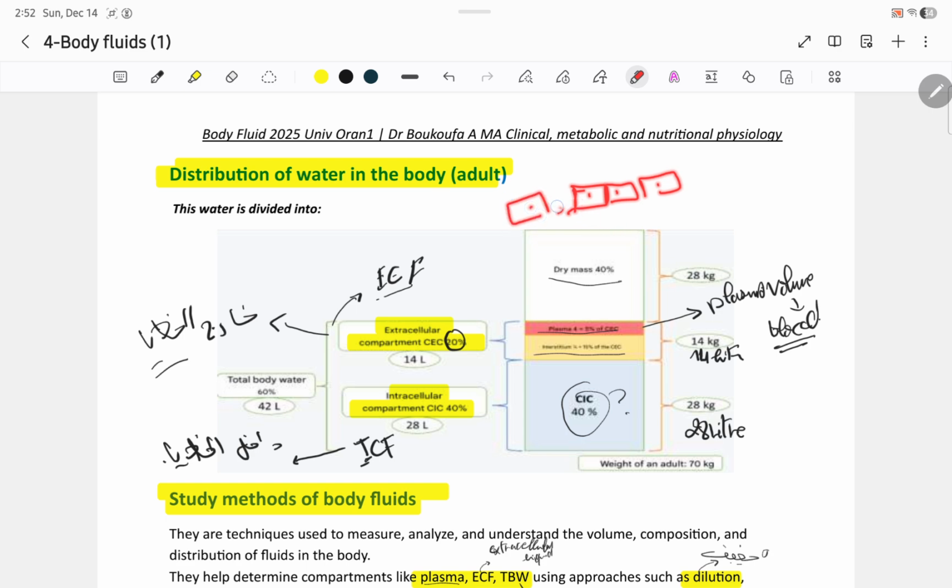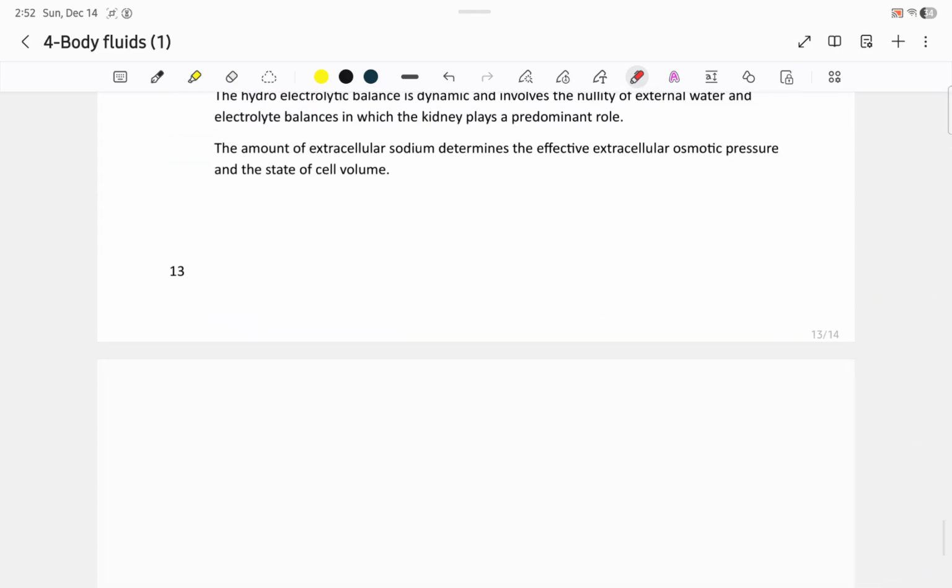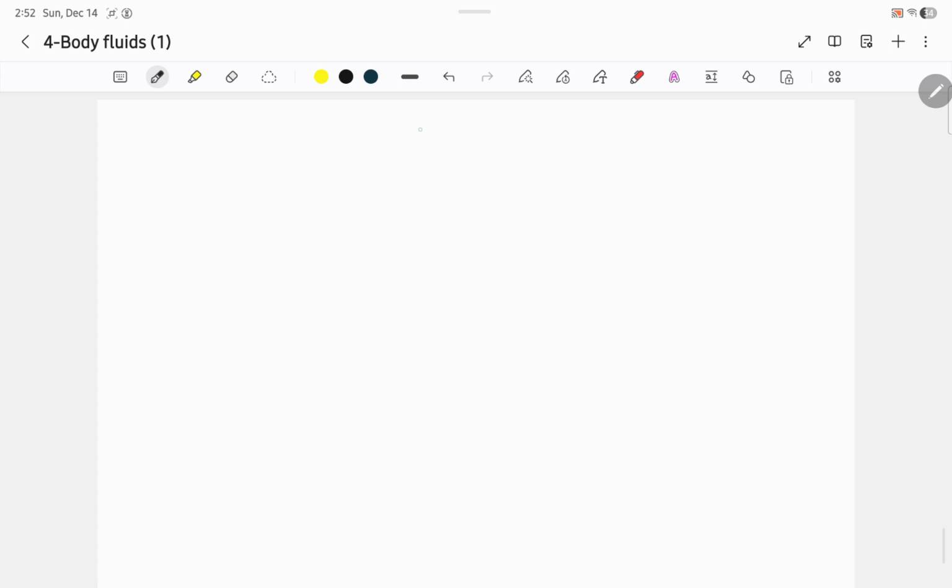So we should know that the extracellular fluid is also subdivided into two major divisions. The first one is the plasma. Here, for example, we have total body water. We have seen that it's divided into the extracellular fluid and the intracellular fluid.